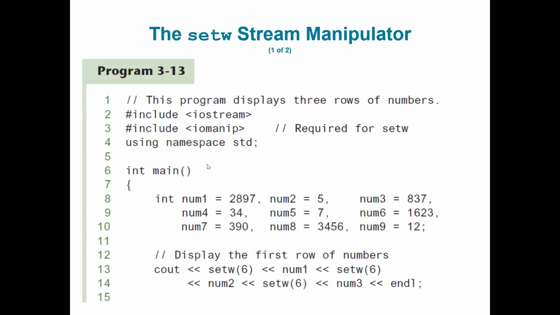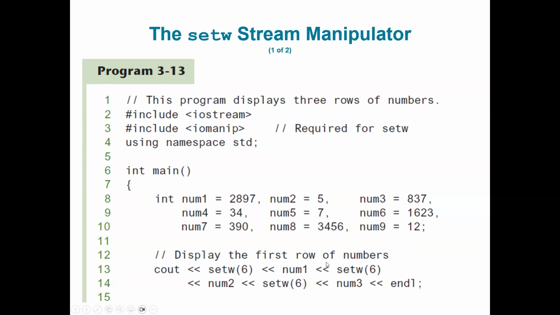So let's see an example. This program displays 3 rows of numbers. We include iostream. This time we have to include iomanip because we want to use the setw function. So we have our main function, and we declare 9 variables with different values. So num1, num2, num3, 4, 5, 6, 7, they are all int.